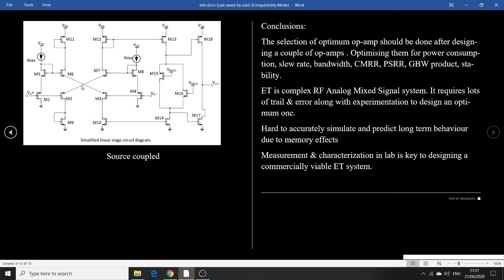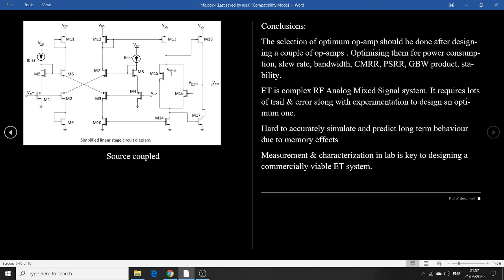So essentially what we have seen are two major categories of op-amps. One is the folded cascade op-amp with some variations, and the other is the source coupled op-amp. When people are designing this, we cannot say whether folded cascade or source coupled is better. One has to design both of them or all the variants of them, and check in their technology which one is better. One has to check them for power consumption, slew rate, bandwidth, CMRR (common mode rejection ratio), PSRR (power supply rejection ratio), gain-bandwidth product, stability, and all the parameters.